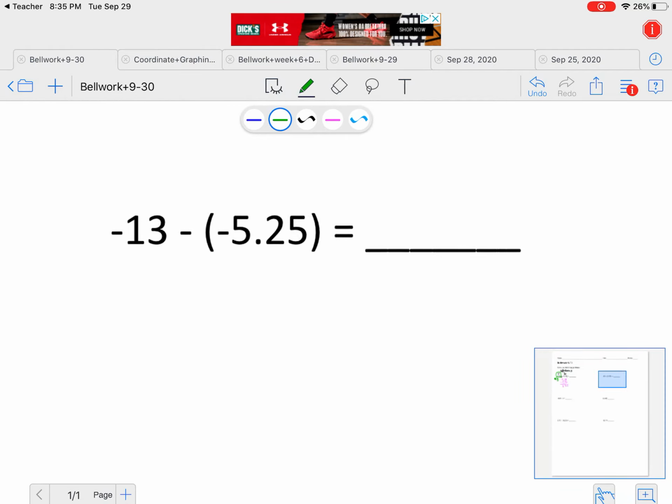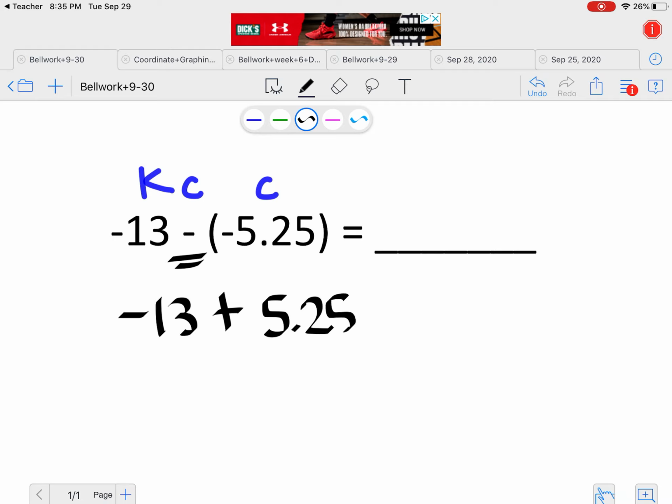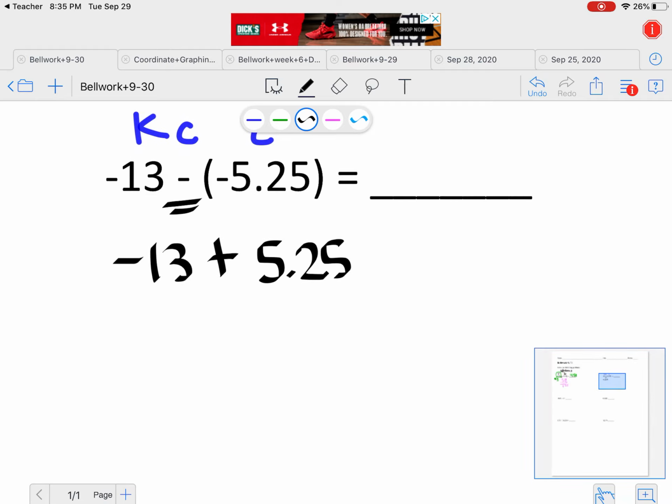Scooting over to this next question to the right, this has a subtract sign in the middle. So what we're going to do for this is rewrite the question and do keep, change, change. I'm going to keep the first number at negative 13. I'm going to change the subtract to be a plus, and I'm going to change the negative 5.25 to be a positive 5.25. Now that I have these new numbers, I'm going to label them.